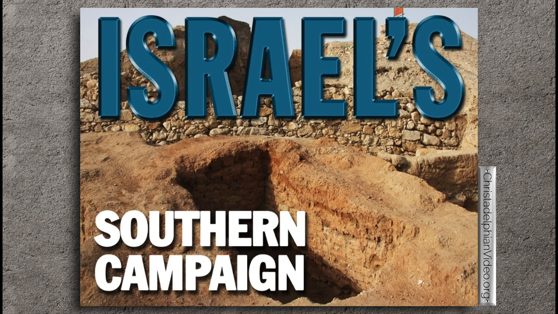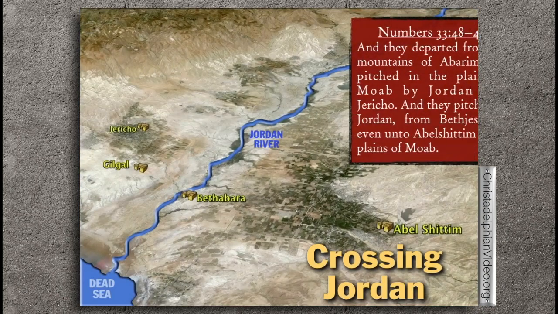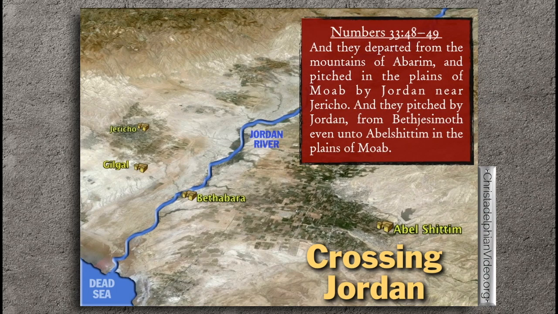So we're actually going to jump back into Numbers to begin with in chapter 33, because this is Israel as they're encamped just outside the land, ready to go in. So Numbers chapter 33, and we're going to read verses 48 and 49. We read there, they departed from the mountains of Abarim, and pitched in the plains of Moab by Jordan, or the Yarden, near Jericho. And they pitched by Jordan, from Jeshimoth even unto Abel Shittim in the plains of Moab.